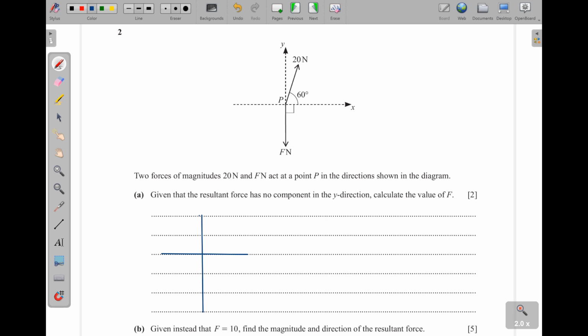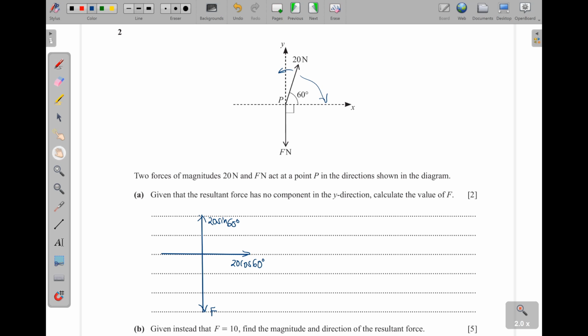So since I'm closing this one, then I'll have 20 cos 60. Then opening it up here, we shall get 20 sin 60. Then this way there is F.